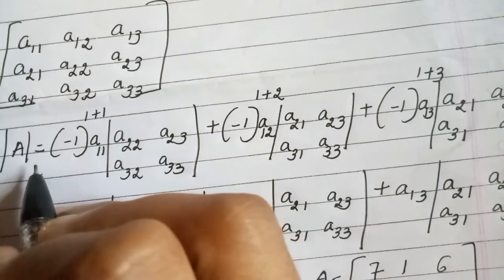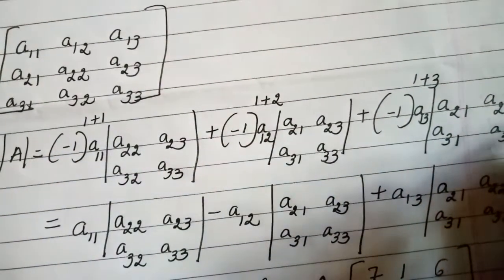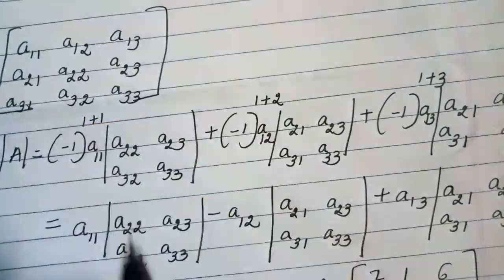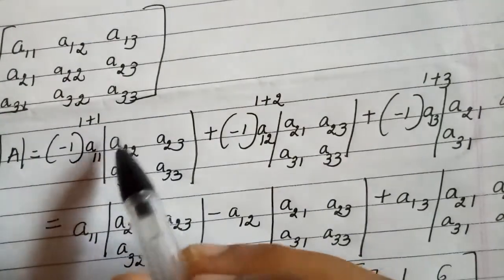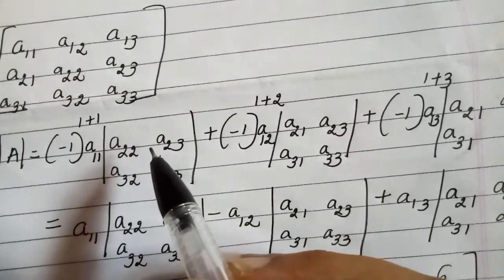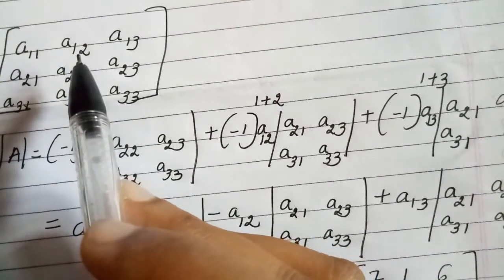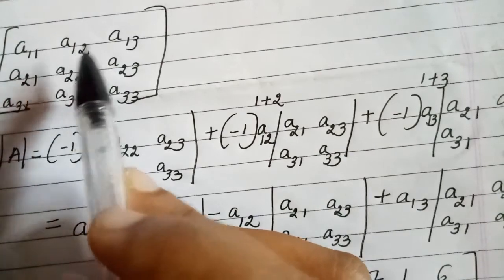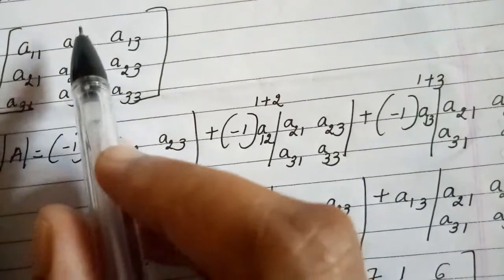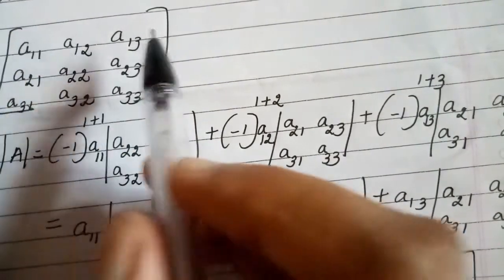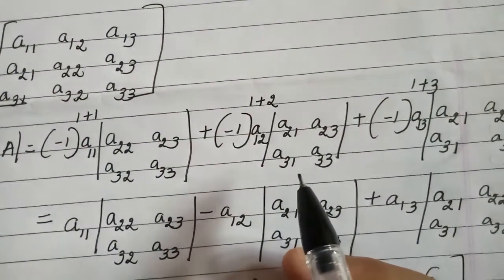It is determinant of A equals minus 1 to the power 1 plus 1, A11. Take the first row, then delete that row and that column, and take the determinant of the remaining matrix. This is the determinant of a 2 cross 2 matrix. Then plus, you take the first row, second element, A12. Its position is minus 1 to the power 1 plus 2. Now delete that row and column in which A12 is there. So what will you get? A21, A23, A31, A33. Okay, this is the ready-made formula, children.